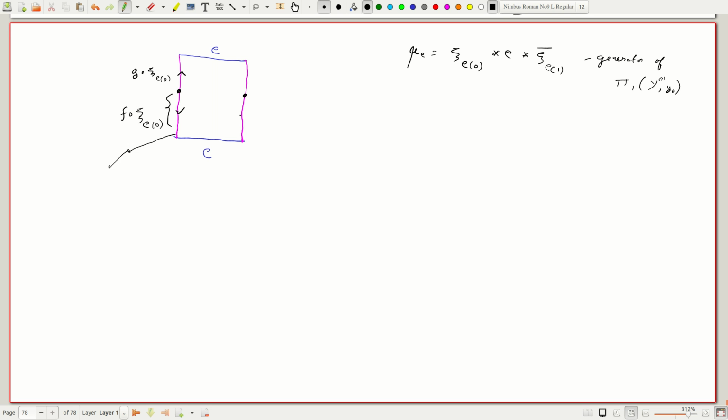Okay. Similarly, here we have paths. This is f composed with xi e of 1. By the way, I've assumed that e of 0 is the first point you encounter as you reach this edge along the tree. Otherwise, you just reverse e and e bar. So that will change the notation a little bit, but no essential change. So here we have g composed with xi e of 1.